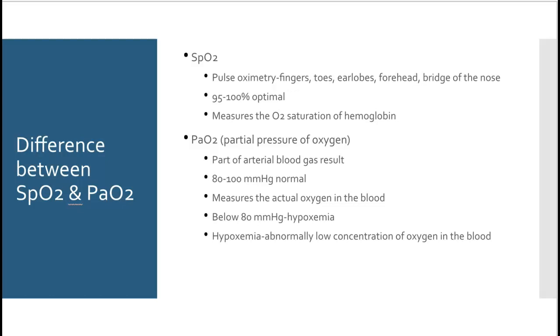Now, PaO2 is partial pressure of oxygen, and this is part of our arterial blood gas result. 80 to 100 millimeters of mercury is normal, and it actually measures the oxygen in the blood. And so when we get below that 80, we have hypoxemia for the patient. And hypoxemia is abnormally low concentration of oxygen in the blood.